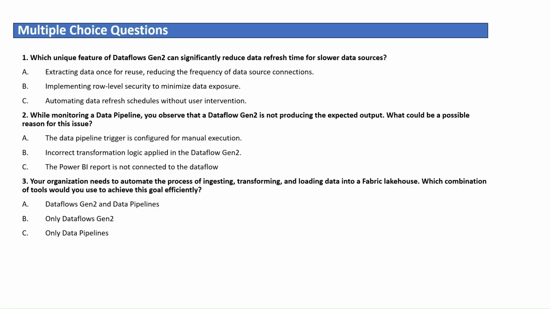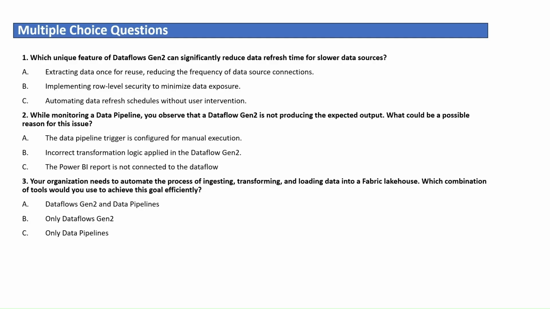So as we know, Dataflow Gen 2 is specifically for manual kind of data mapping or data ingesting source, whereas pipeline is more automated and orchestrated. So I think automating data refresh schedules will not be the right option. The second one, which is B, implementing row level security cannot be established in Dataflow Gen 2, which is one of the limitations of Dataflow Gen 2. So option A should be the right answer. So we can extract data once for reuse, and we can reduce the frequency of data source connections that way.